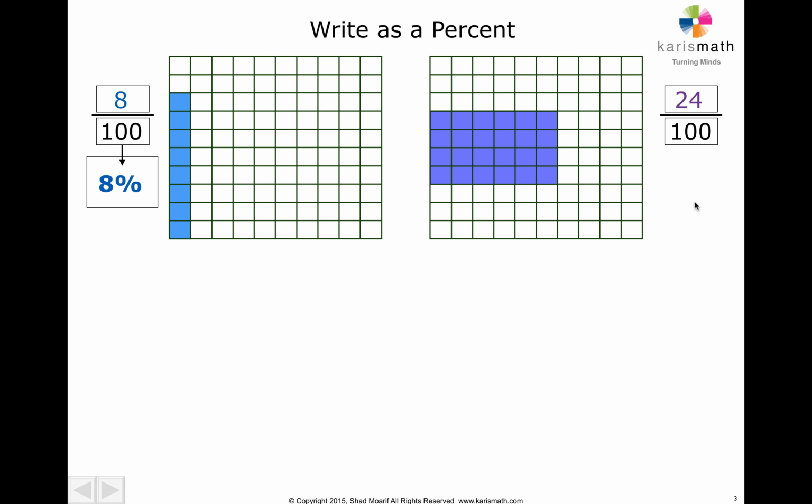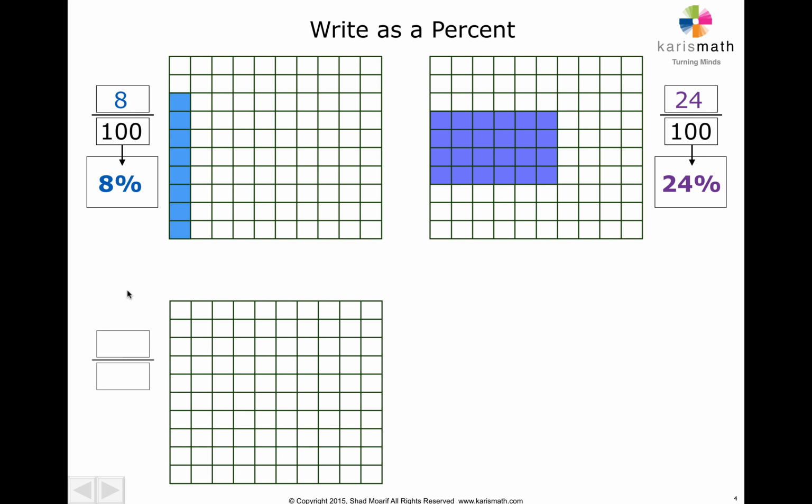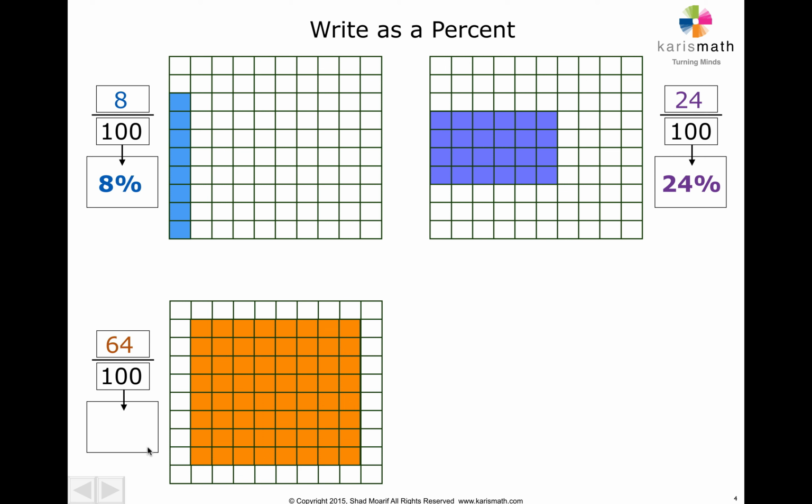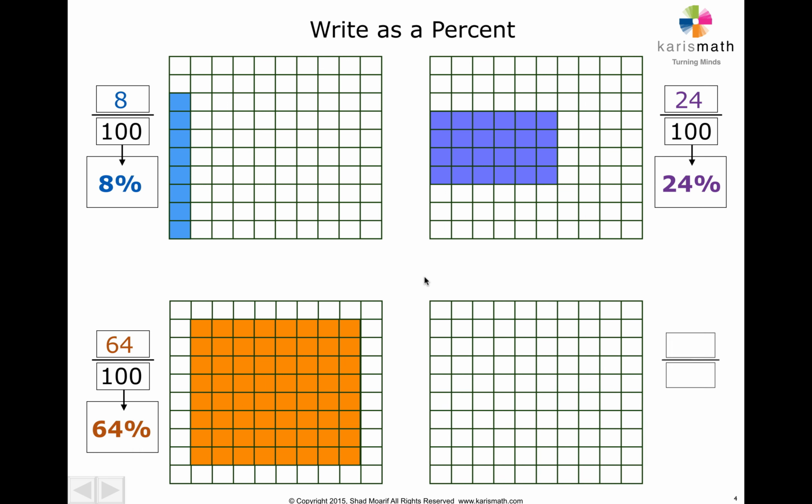How do we write that as a percent? You tell me. Say it out loud. 24%. Very good. And see if you can scribble it in your notebooks as you see these figures. Okay? So let's see the next fraction. The next fraction is out of 100, I took 64. How do you write that in the percent form? What do you write? Write it down and say it. 64%. Very good.